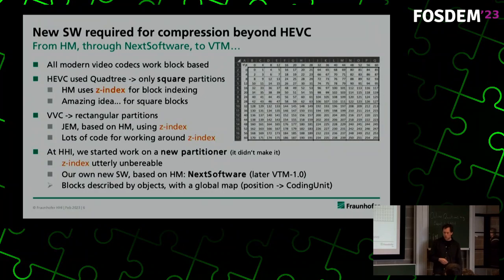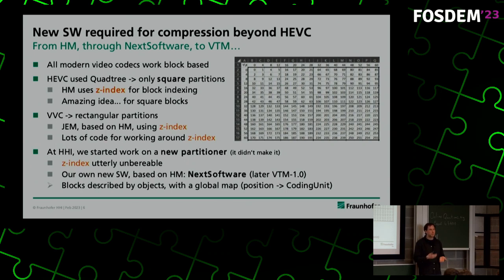So why did we even start the software project? Basically, there was HEVC for which the test model was HM, and HEVC uses square blocks. So they had this method of indexing blocks within the frames using this set index method, which is really amazing for square blocks. And then they were exploring VVC based on the exploration model, which was still based on HM, except VVC supports rectangular blocks, right? So it's more than only square blocks, and there was really a lot of code for working around this set index thingy. And at HHI, we wanted to do even more than that. So we started work on our own partitioner, and we just decided that this is not going to work.